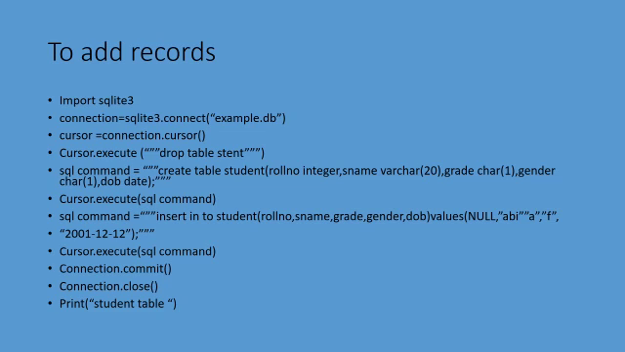As usual, import sqlite3. Next, connection is equal to sqlite3.connect example.database and cursor equal to connection.cursor. That's all. These 3 lines are essential.